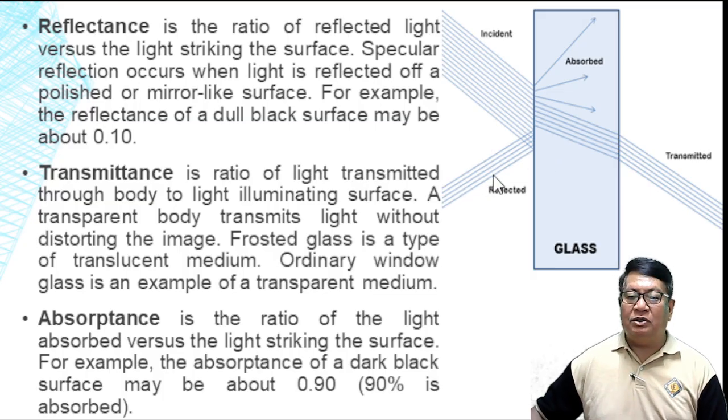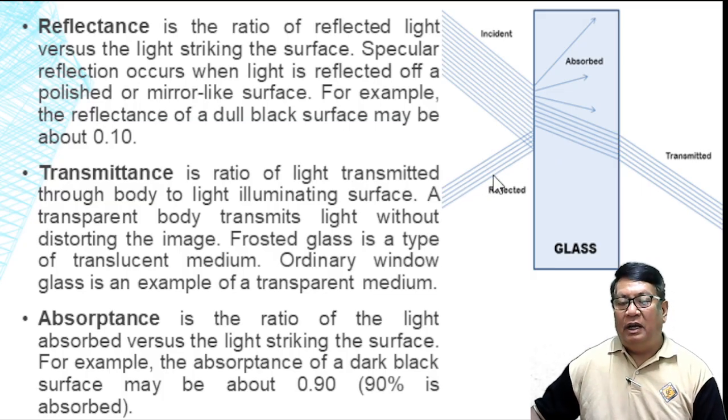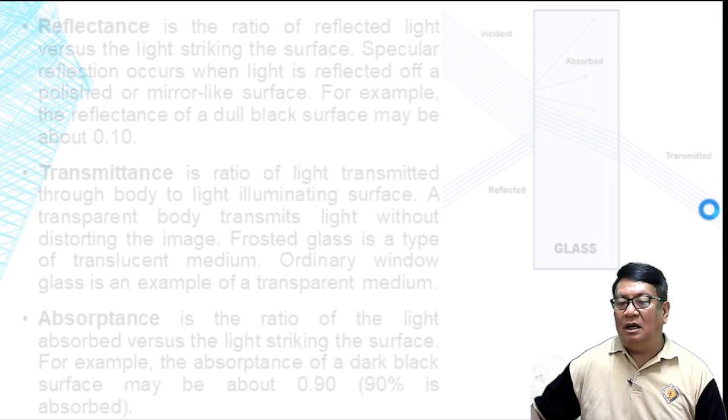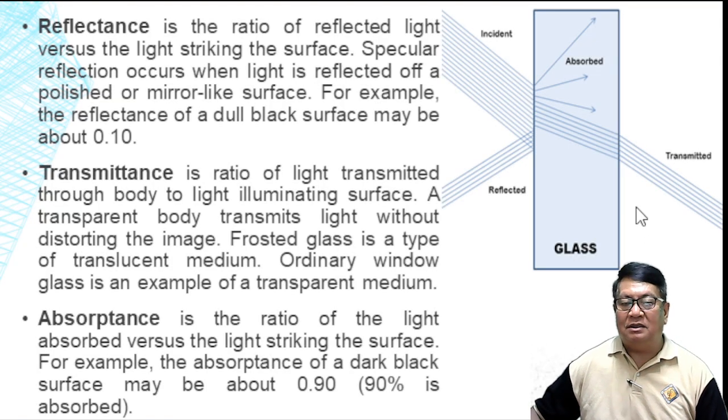Okay, so we have also the transmittance. It is the ratio of light transmitted through the body to the light illuminating the surface. So this is the light transmitted. Okay, so we have this transmittance.